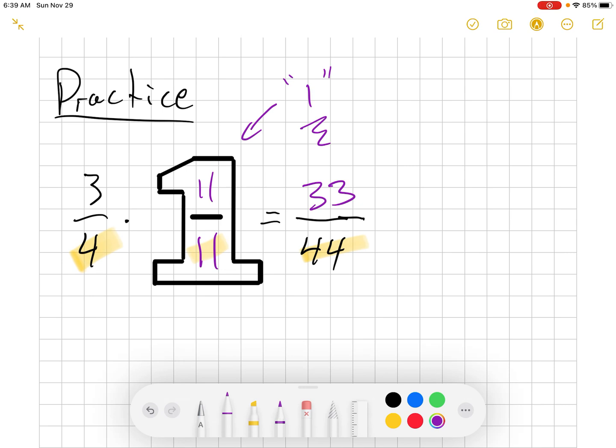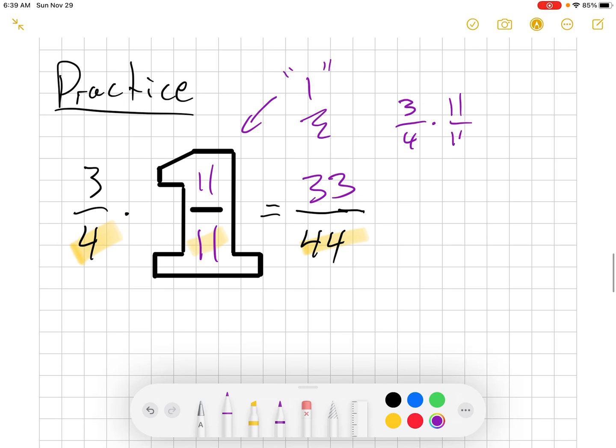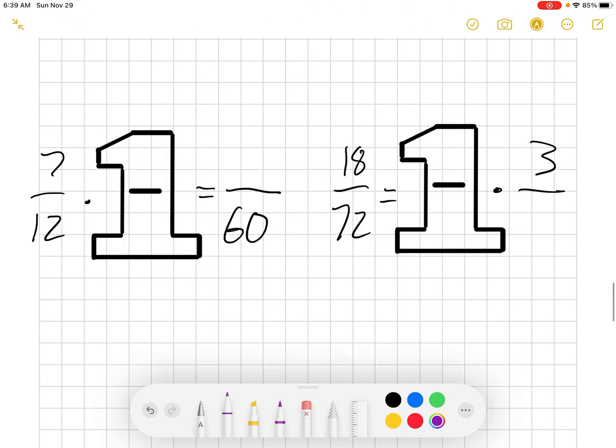Now, just as a reminder, I know that I talked about it, and I think we should know this, but 3 over 4 times 11 over 11, we're multiplying the numerators. That's 3 times 11 over multiplying the denominators of 4 times 11. 3 times 11 is 33, and 4 times 11 is 44. Okay, that's my reminder of how we multiply fractions. All right, why don't you take a second and pause the video and try these.